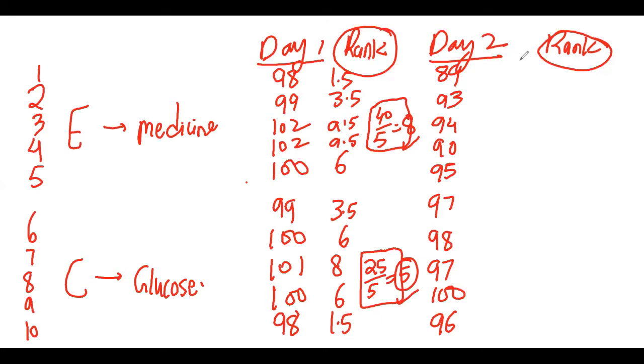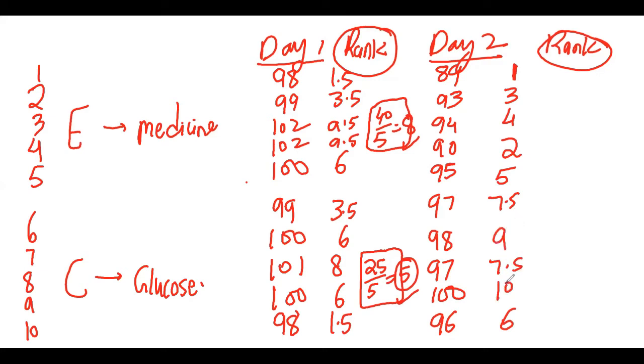Similarly, I will calculate the rank here. The lowest value is found to be 89, so I am giving rank 1. After 89, we are having 90, rank 2, 93, rank 3, 94, rank 4, 95, rank 5, then 96, 6, 7 and 8, 7.5, 7.5, 9 and 10.